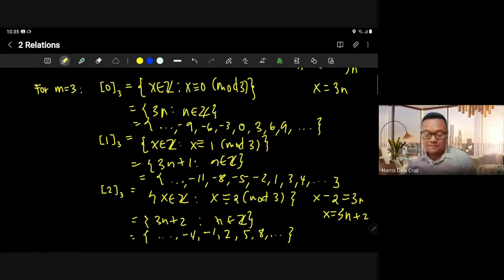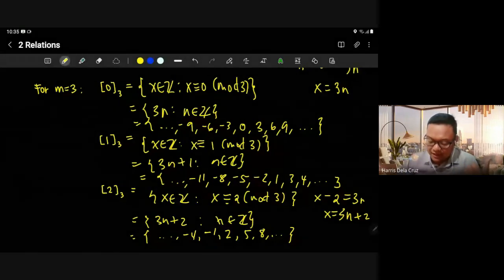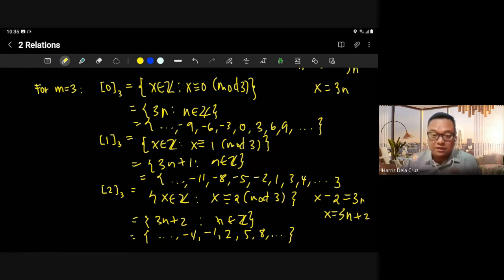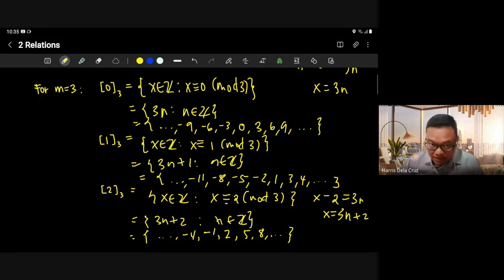So these three are the brackets of 3. Okay? So the sets 0 bracket 3, 1 bracket 3, and 2 bracket 3 are the numbers that when you divide by 3, you get the remainders either 0 or 1 or 2. There are no other possible remainders, di ba? Yan lang yung possible remainder when you divide by 3. Hindi pwedeng may remainder 4. Sobra pa yun ng 3 eh. So, ang possible remainder lang when you divide by 3, either 0, 1, or 2.